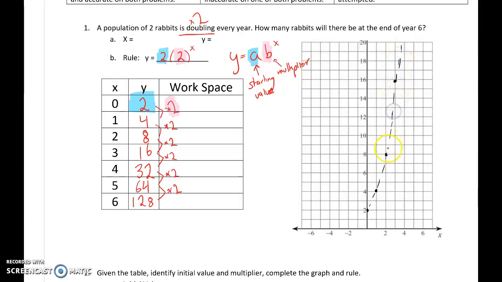Because we're talking about a population of rabbits and time in terms of years, it doesn't really make sense for us to be talking about negative years. So I'm just going to fill in for our model the positive years.